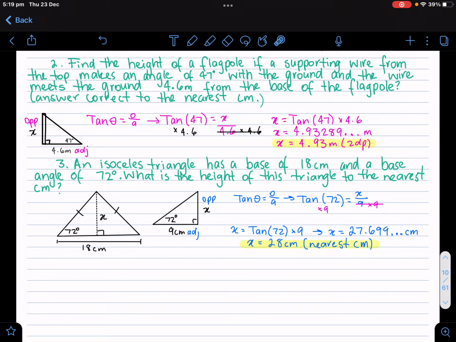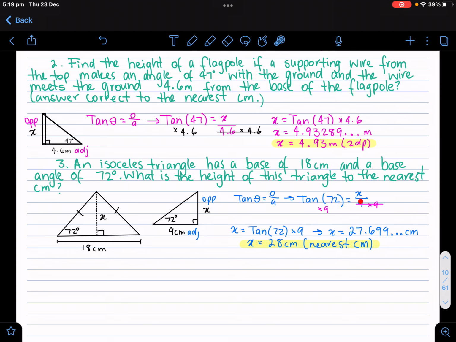So let's label the triangle. Right angle, opposite the right angle is hypotenuse, there's nothing there. Opposite the angle is opposite, and the last side is adjacent. And again here, we're using tan because it's TOA. So we substitute into the syntax. Tan 72 equals, what's the opposite side? Well, it's an x, so that goes up the top. And the adjacent is 9.